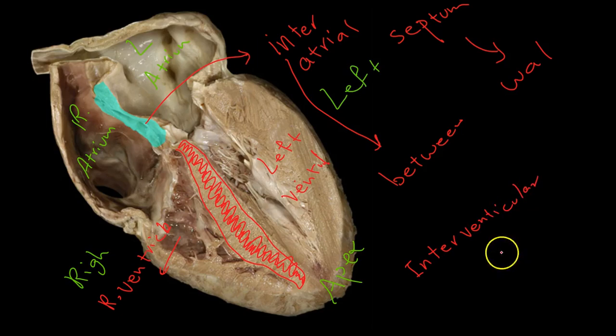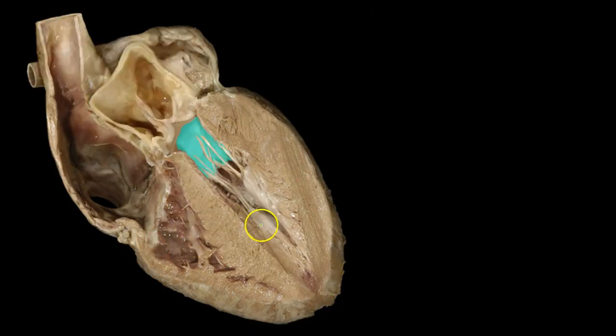This wall is called the interventricular septum. This septum, or wall, doesn't let the blood from the right atrium mix with the blood in the left atrium, and also the blood from the right ventricle mix with the blood in the left ventricle. This is not going to happen because of the valves that we have between the atria and ventricles.